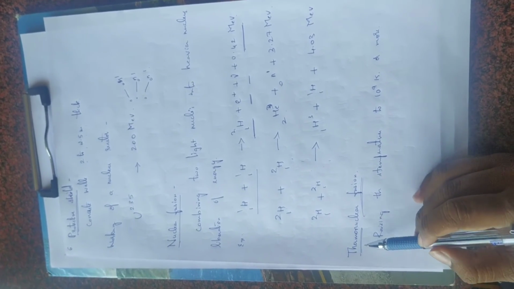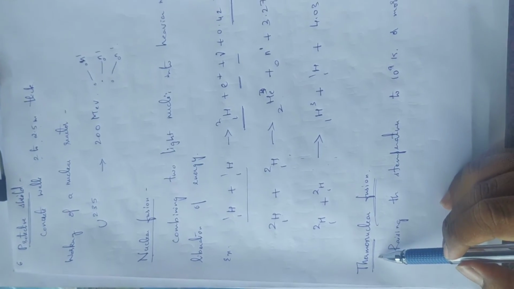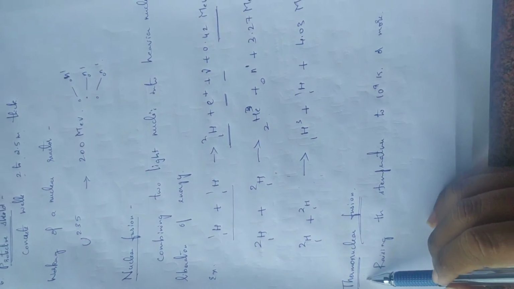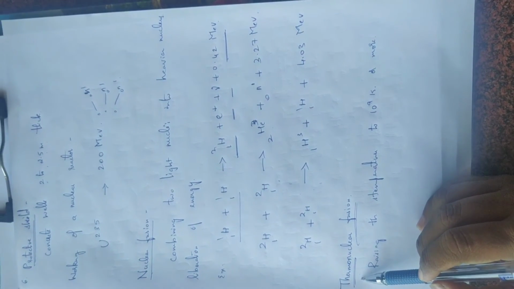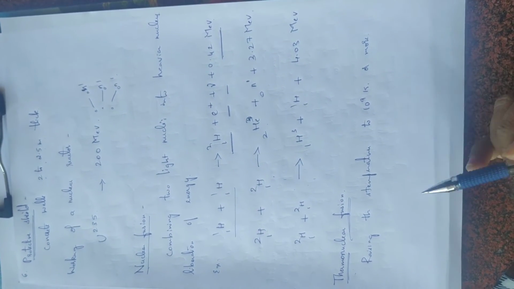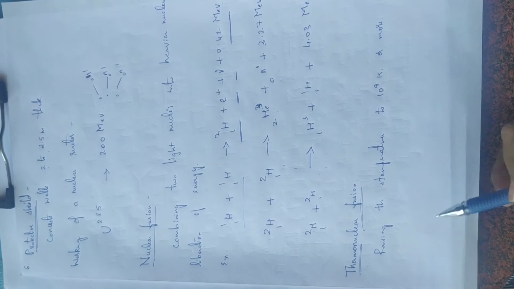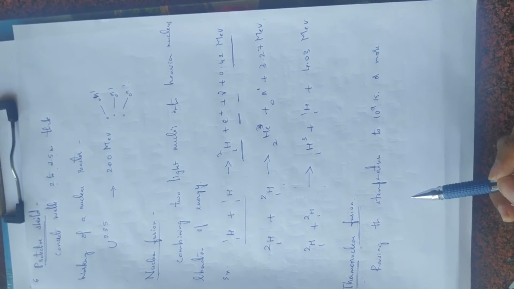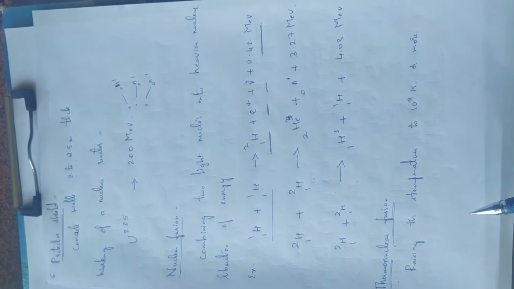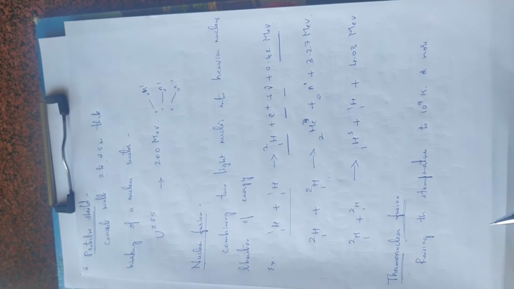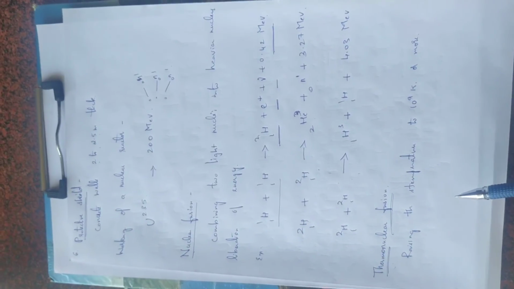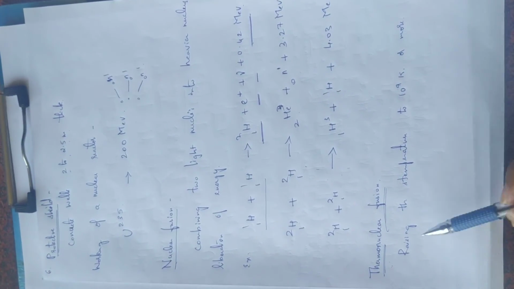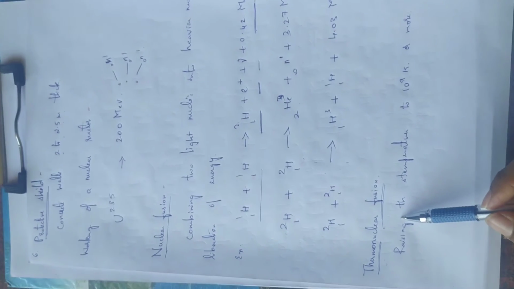As thermo means temperature, this process takes place with the raising of temperature to 10 power 9 Kelvin or more. After raising this much temperature, the particles get kinetic energy to overcome electrostatic repulsion, and this process is known as thermonuclear fusion.